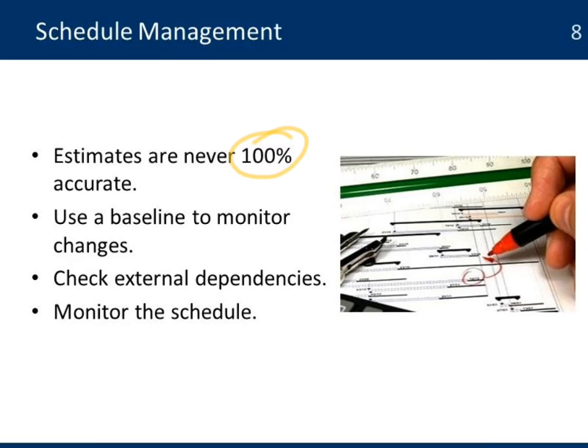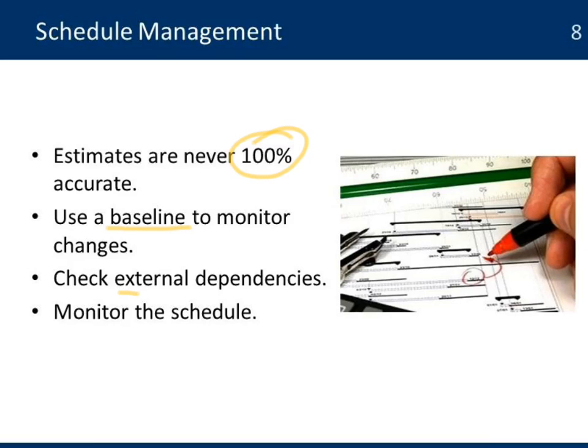Use a baseline to monitor those changes. As you start making modifications to the schedule, the baseline will help you later identify the changes that have happened between what was originally estimated and what actually happened. And you can use that information in the next phase or the next cycle of the project.